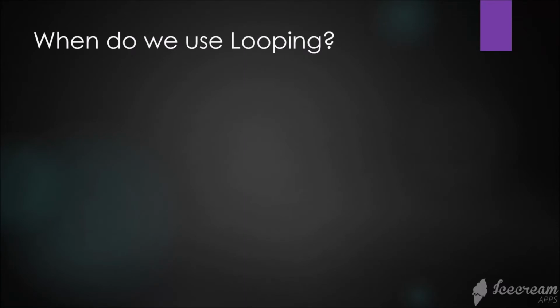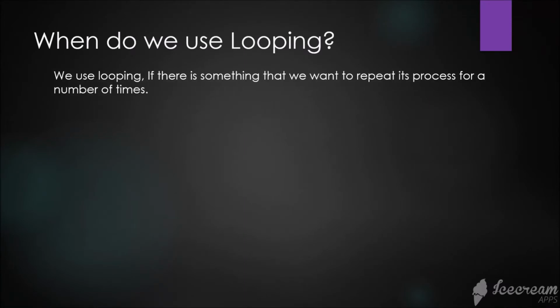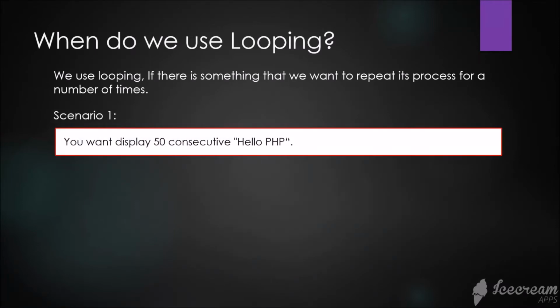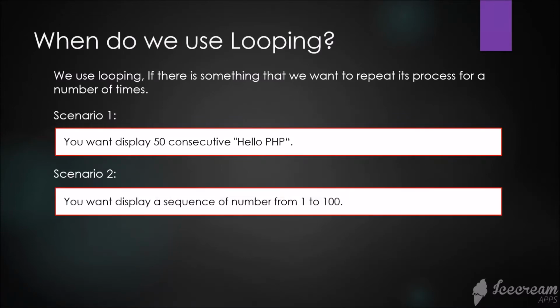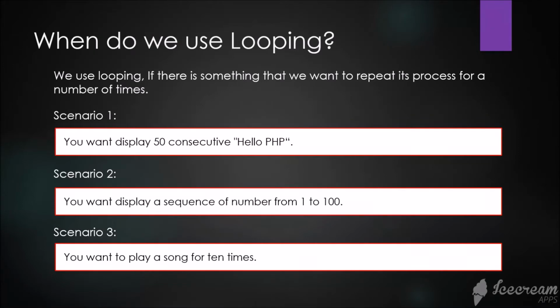Okay, so when do we use looping? We use looping if there's something that we want to repeat its process a number of times. Just like in our scenario, you want to display 50 consecutive hello PHP, or display a sequence of numbers from 1 to 100, or play a song 10 times. Those processes can be done easily if we use looping. Okay?